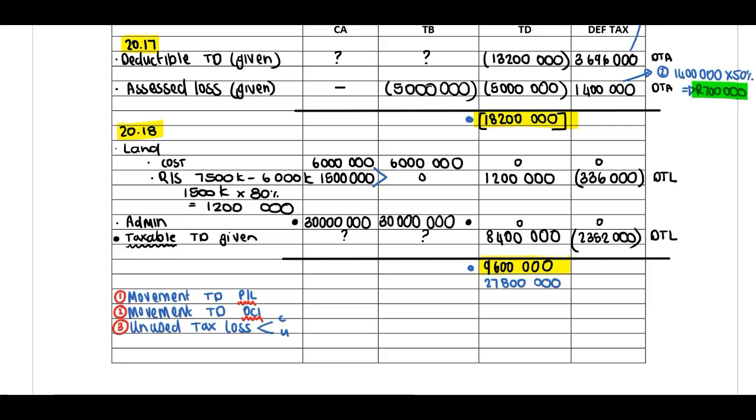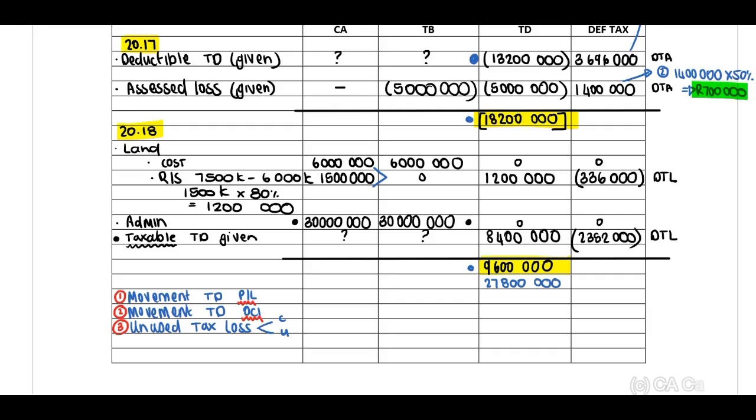Now, when we look at this deferred tax calculation, and we need to calculate the movement in our temporary difference in terms of our profit and loss. When you look at 20.17, you will only use the 13.2 million. The assessed loss we need to include in our unused tax loss portion in our recon at the bottom, the blue section. When you look at 20.18, do you use the 1.2 million in terms of our land?